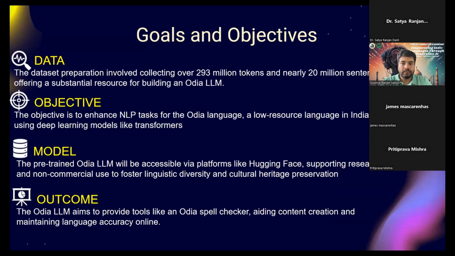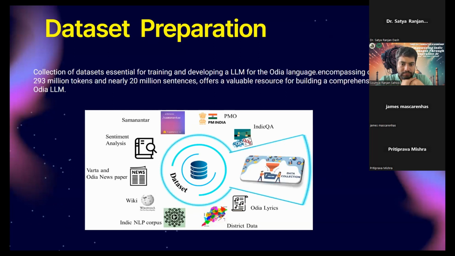Now coming to the next slide, preparing the dataset was a comprehensive task involving the collection of over 293 million tokens and nearly 20 million sentences. Our dataset contains data from Odia newspapers, Odia song lyrics, Wikipedia, and also from the Indic NLP corpus.